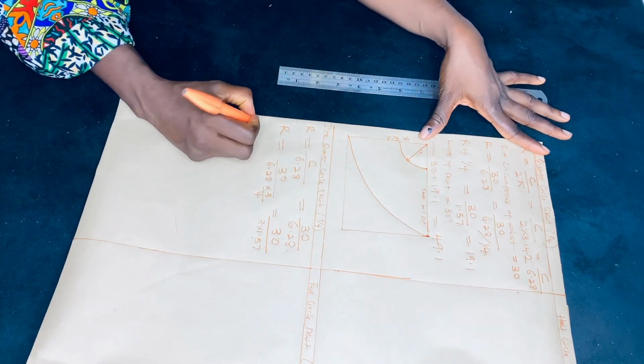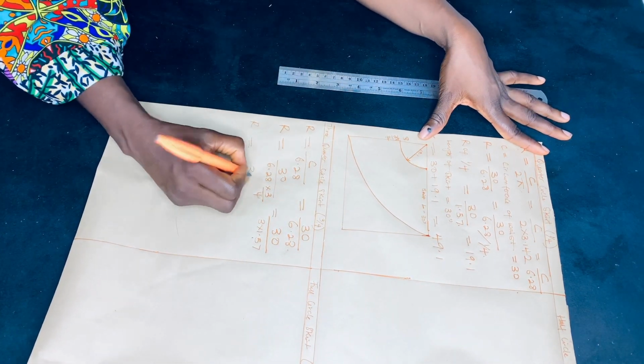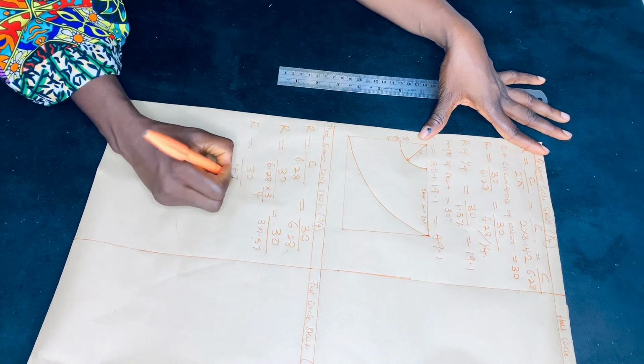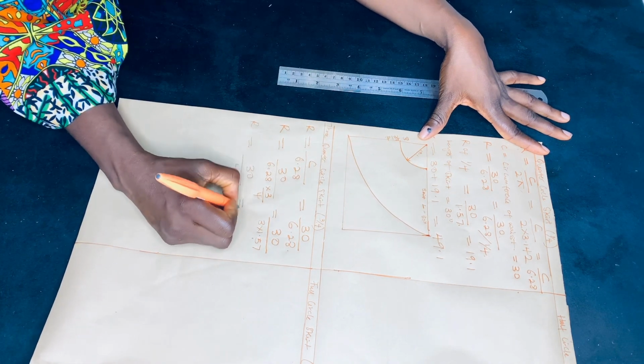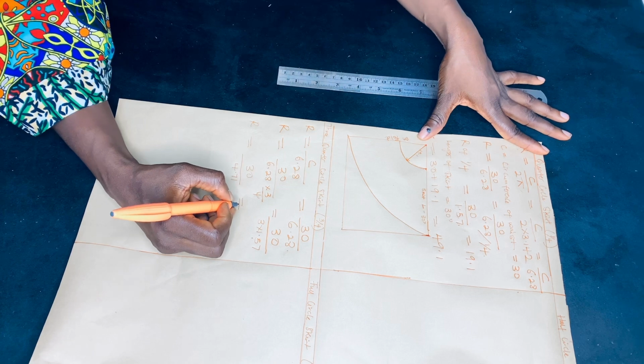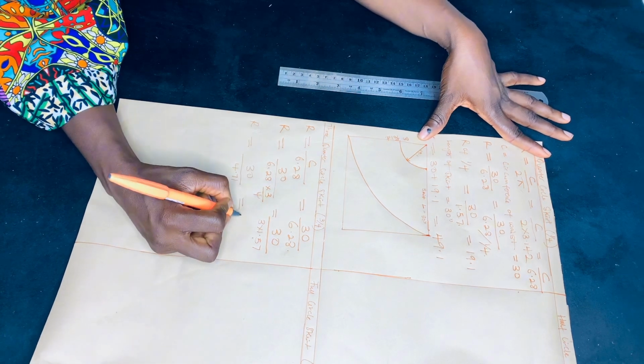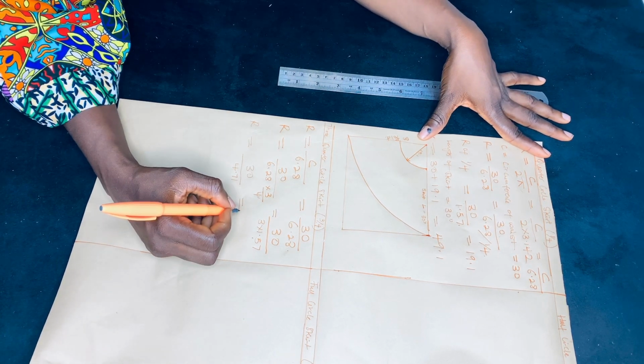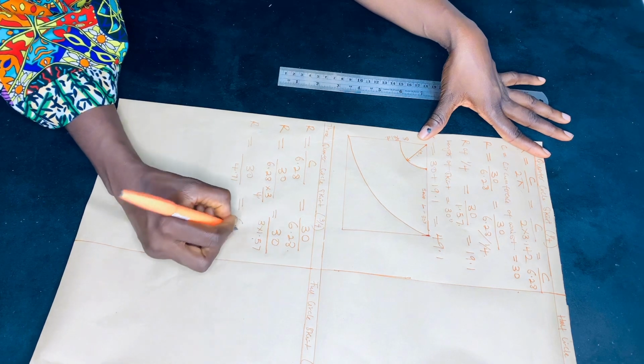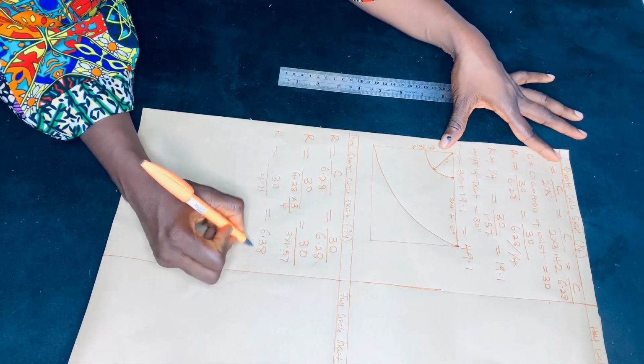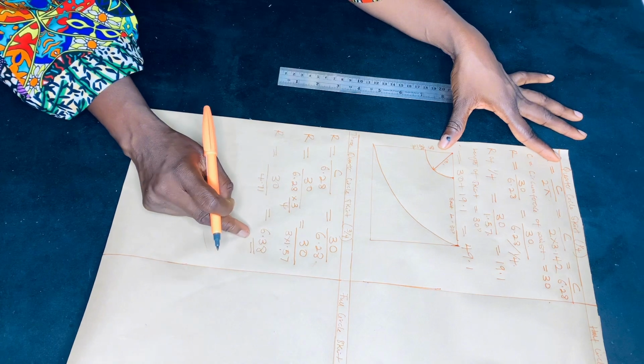So now we're going to have that the radius of my skirt is equal to 30 all over 4.71. So now the radius of my circle skirt is equal to 30 all over 4.71, which is equal to 6.38. So 6.38 is the radius of my quarter circle skirt.